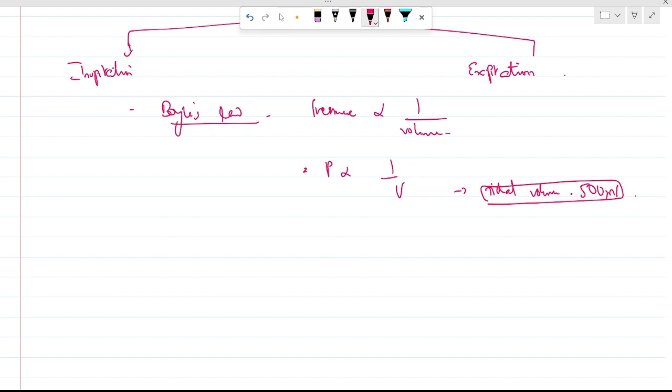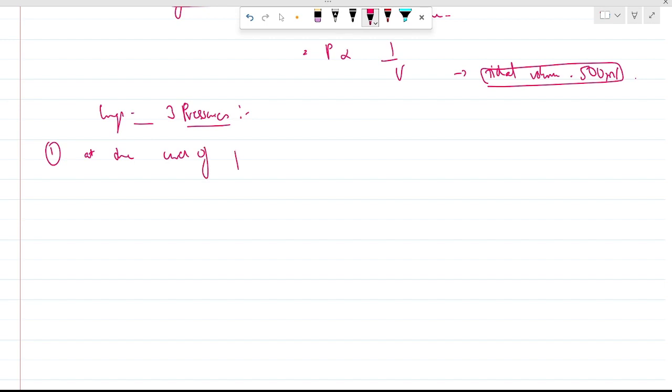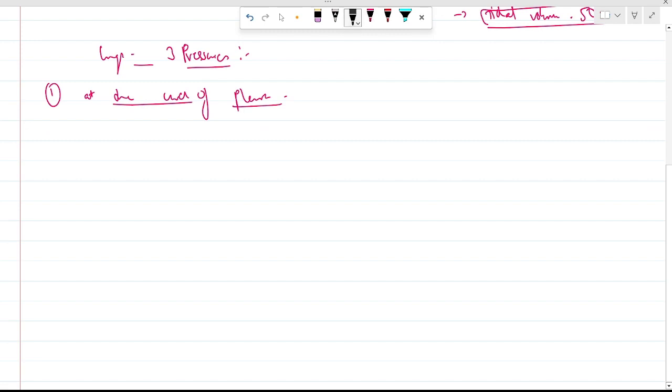Now this pressure factor, P: we have in the lungs three pressures. The three pressures we are going to discuss one by one. First is at the level of the pleura. At the level of the pleura, what do we find? We find the intrapleural pressure.